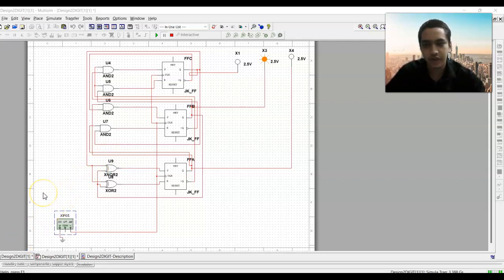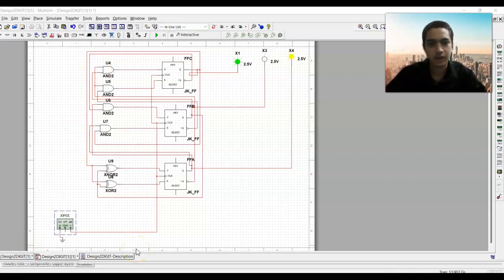Next, for flip-flop C, the JK flip-flop, the J input is connected to QA bar and QB. And for the K input, it is connected to QA bar and QB bar. It also uses the AND gate.